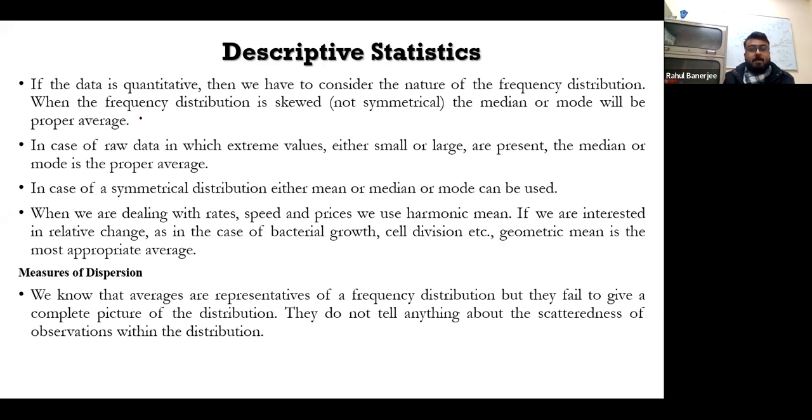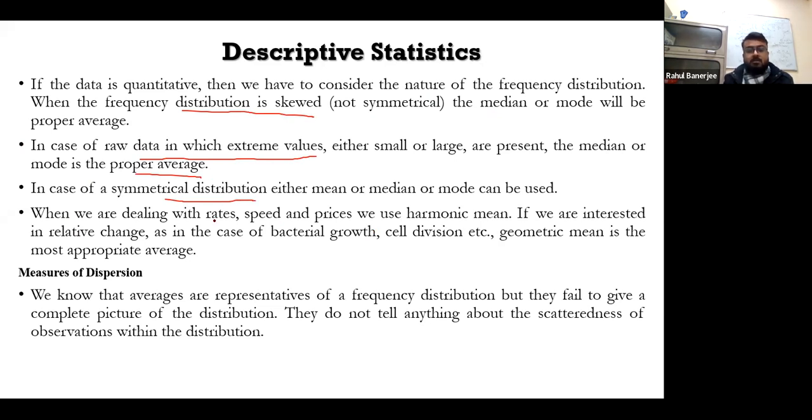Again, we have to consider whether the data is skewed or not. If the distribution is skewed, then the median or mode will be a proper average. In case there are raw data with extreme values, either small or large, the median or mode is the proper average. In case of a symmetrical distribution, we can use any one, because we know for a symmetric distribution, all three will be equal. Mean will be equal to median, will be equal to mode.